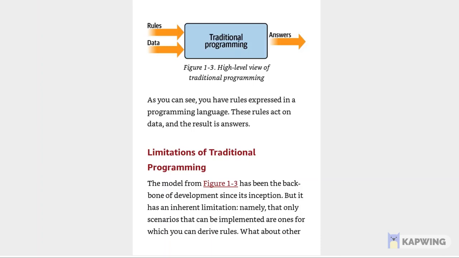So what were the traditional programming limitations? The model from figure 1-3, this one, has been the backbone of development since its inception. But it has an inherent limitation. Namely, the only scenarios that can be implemented are the ones for which you can derive the rules. As human beings, if we have the rules, then only we can get the answers. We have data everywhere, right? But if we don't have the rules, we cannot get the answers. That was the major backdrop of traditional programming.